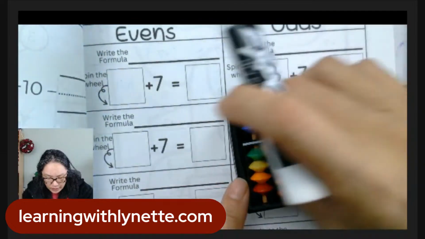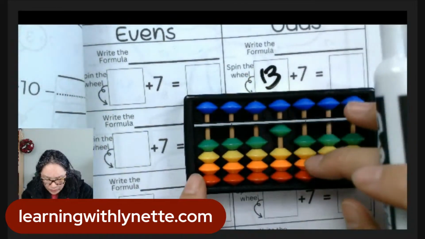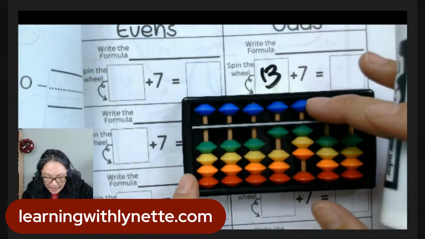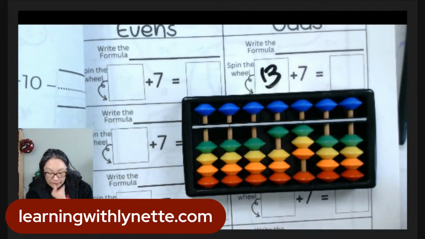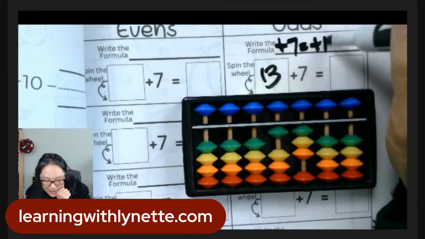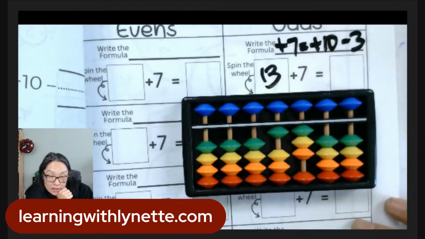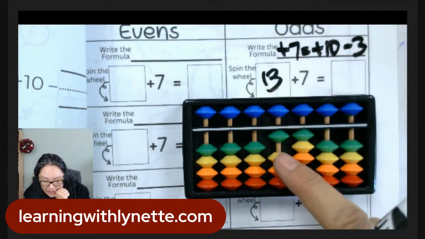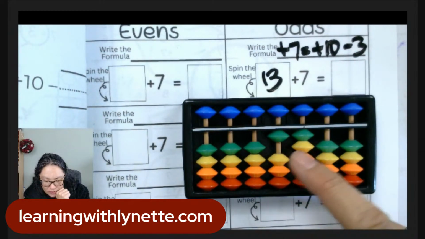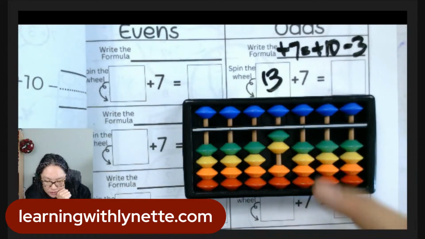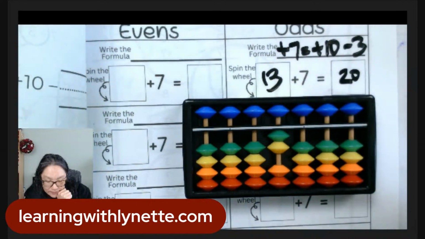So we're going to add 13 on our abacus. We have 13, 1 and 3. And then we want to add the 7. When we add the 7, do we have enough to add the 7? No, we don't. We know that plus 7 is equal to plus 10 minus 3. So we're going to add the 10 over here, 1 and 0, plus the 10, and then take away the 3. So my final answer is 20.